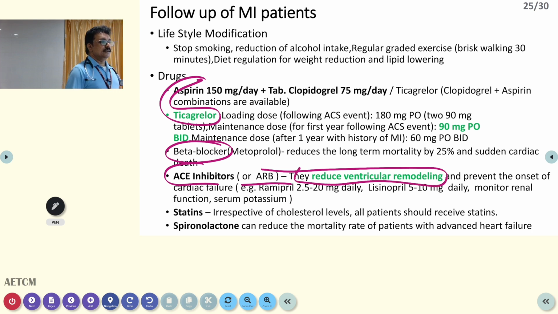So, if there is an infarct area, after some time it can dilate. Suppose this is your ventricle. If there is an infarct here in the wall, after some time if you don't treat with ACE inhibitors, what happens is this part of the ventricle will slowly dilate. So this is called ventricular remodeling. So that should be avoided, and we have to start ACE inhibitors.